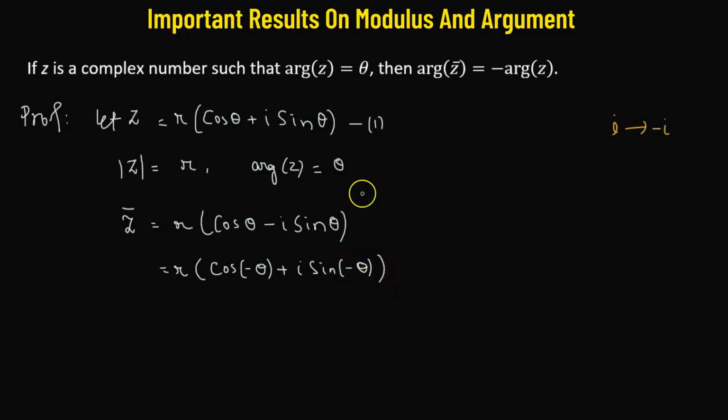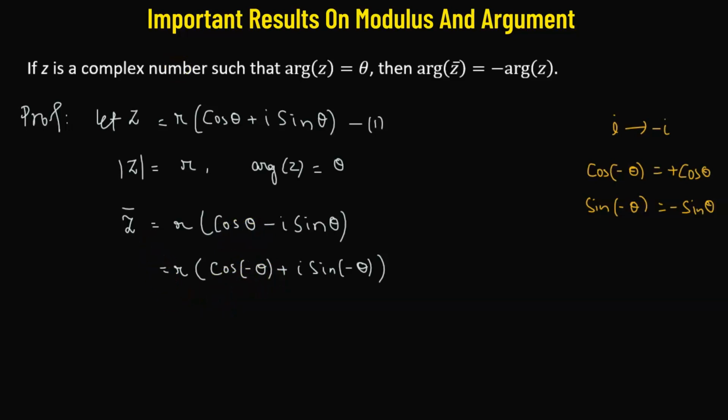So here we are using the fact that cosine of negative theta is always the positive cosine theta, and sine of negative theta equals negative sine theta. What we have done is replace the negative sine theta with positive sine of negative theta, and since we know that cosine of negative theta is positive, we replace cosine of theta with cosine of negative theta.